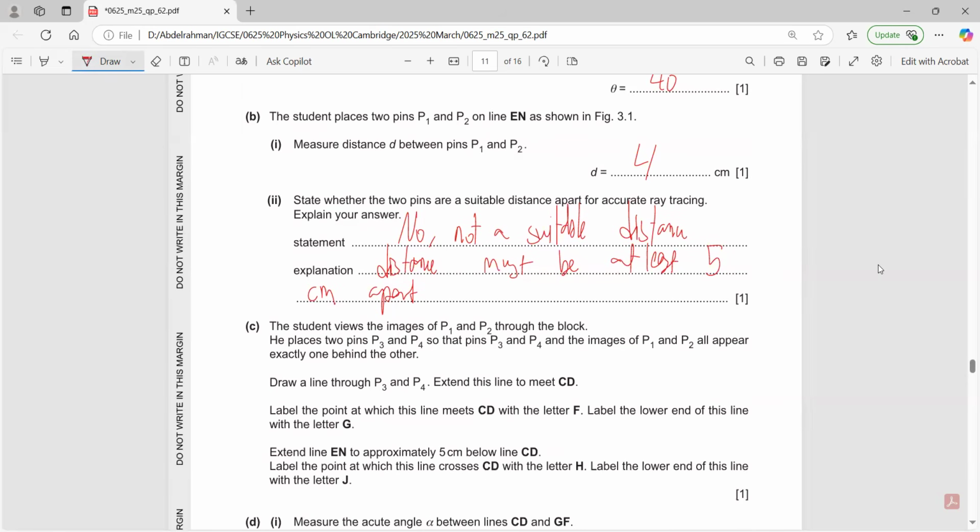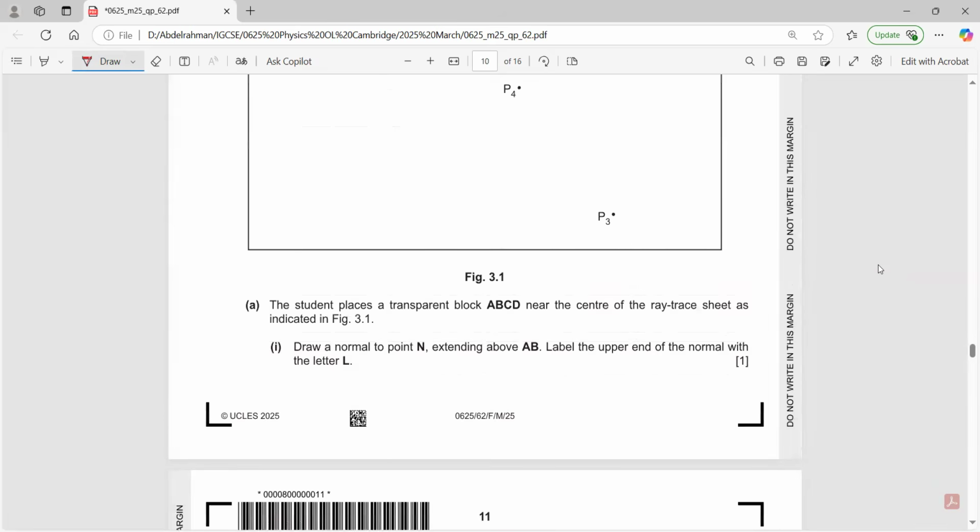Student views the images of P1 and P2 through the block. Places two pins P3 and P4 so that pins P3 and P4 and the images of P1 all appear exactly one behind the other. Draw a line through P3 and P4, and extend this line to meet CD.